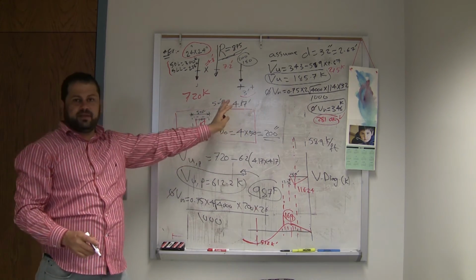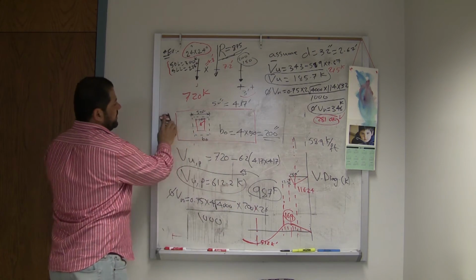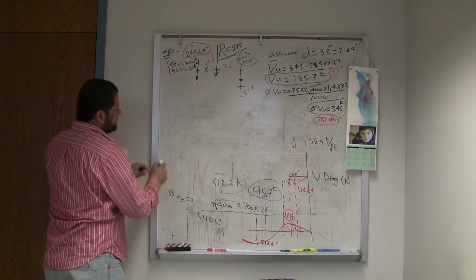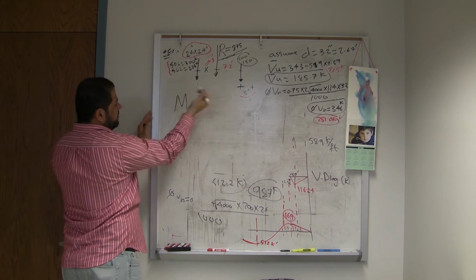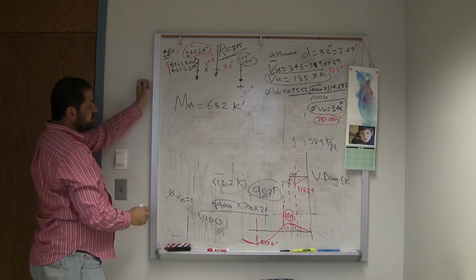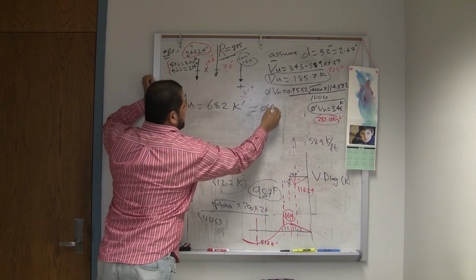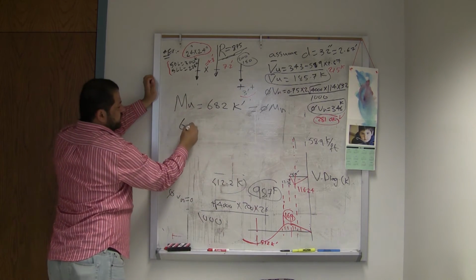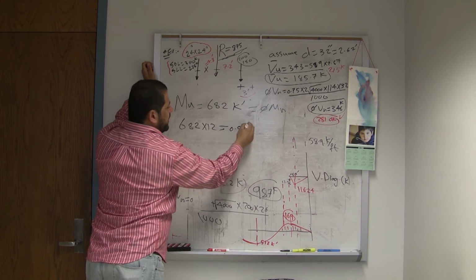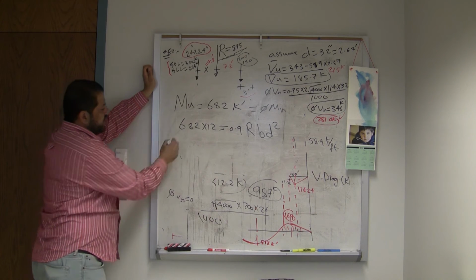It will be fine. The last step is to design the reinforcement for these moments at each location, and you should know where to put them. So for M ultimate, how much? You said, for the bottom of the first one, 682. 682 kip foot. Okay. So we make this one equal phi Mn. So 682 times 12 to change it to kip inch equals 0.9 R b d squared.